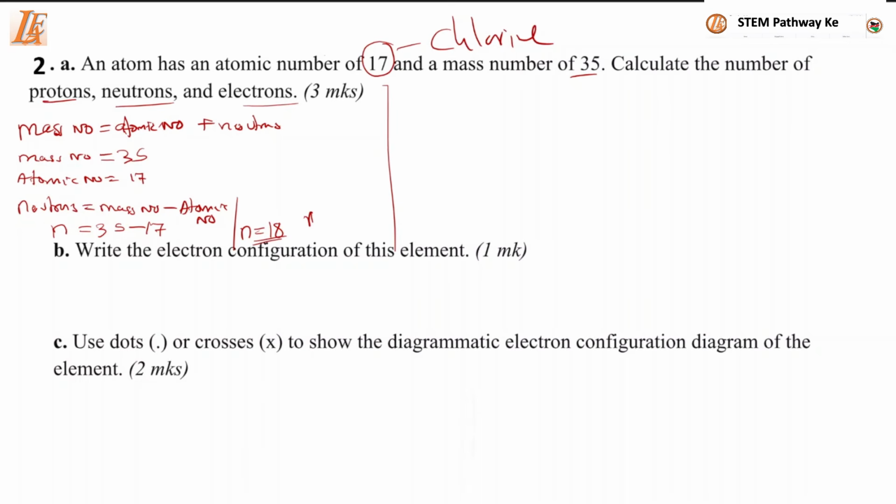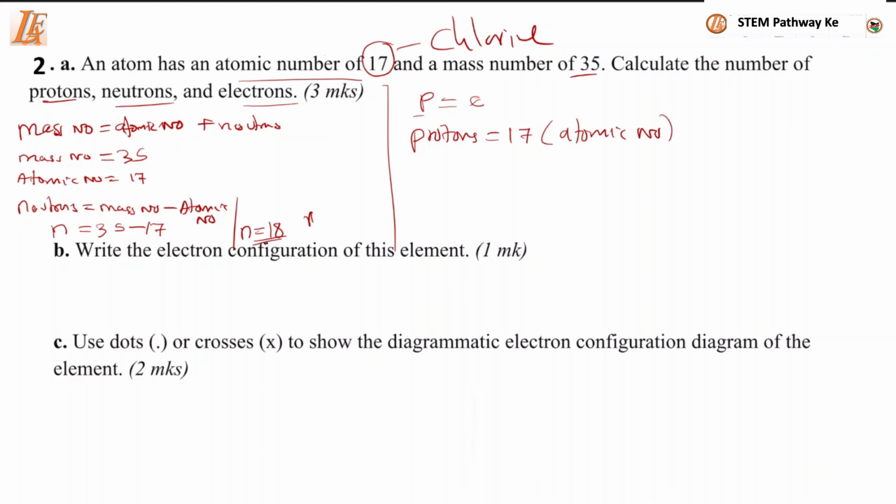Therefore, in this case, if they want us to find the number of protons, remember in an electrically neutral atom, protons is equal to the number of electrons. The number of protons is what we call the atomic number, and in this case, atomic number is 17. Therefore, the number of protons is equal to 17, which is the same as atomic number.